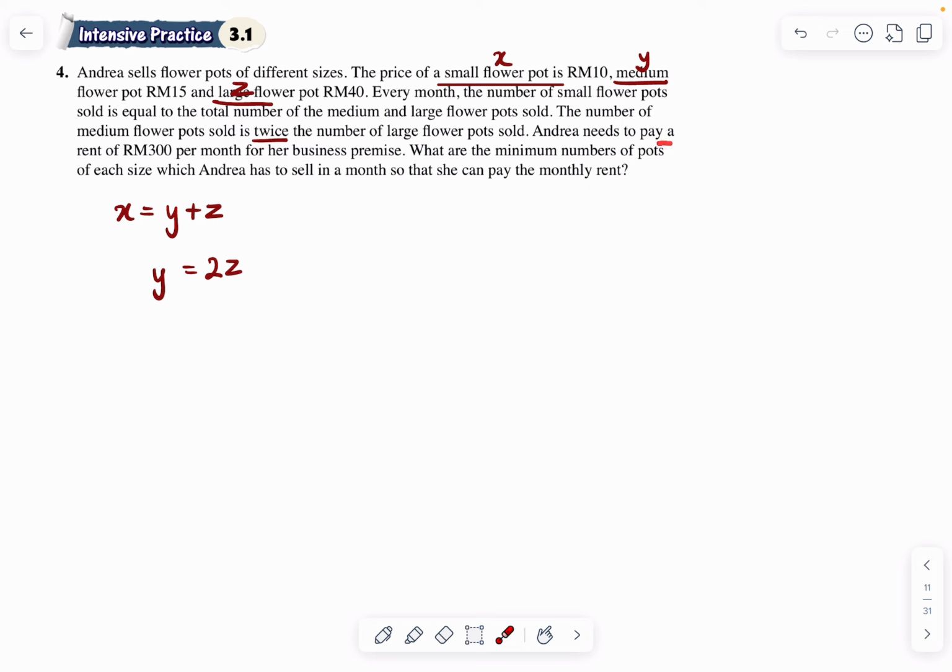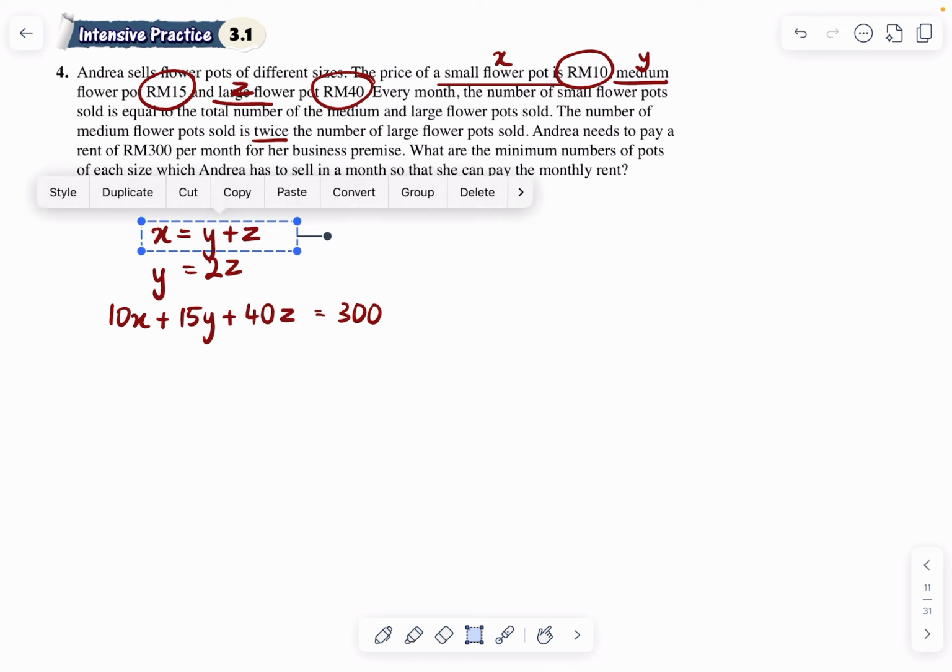Andrea needs to pay a rent of 300 per month for her business. What are the minimum number of pots of each size which Andrea has to sell? So in total she needs 300 ringgit. So 10 ringgit times X plus 15 ringgit times Y plus 40 ringgit times Z must give us 300 or more. Let's assume it's just 300 so that we can do this easily.